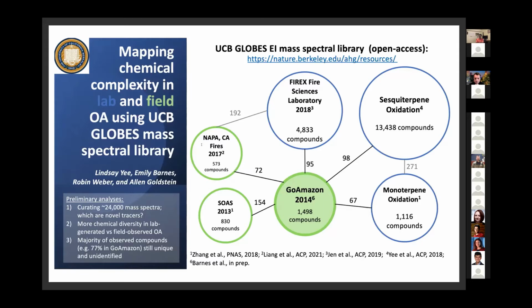And even though we have a ton of compounds coming from the laboratory data sets, what we're finding is, for example, if you take GoAmazon, there's still about 77% of those regularly observed compounds that do not have a definitive match in terms of the mass spectra with our other data sets. So there's still some gaps remaining between the laboratory representation of ambient OA.